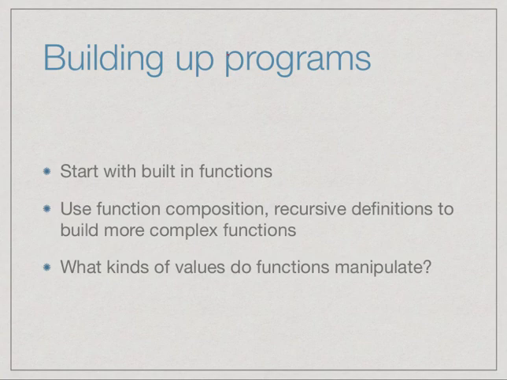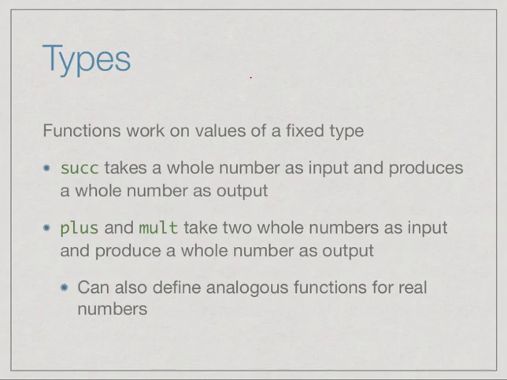So the way we write a program is to start with some built-in functions and values, and then we use function composition and things like recursive definitions to build more complex functions from the basic built-in functions and values given to us. Another thing that we need to be aware of when we are dealing with functions is to look at the values that they manipulate. So these are what we call data types or just types. Right? So functions are defined over fixed input and output types.